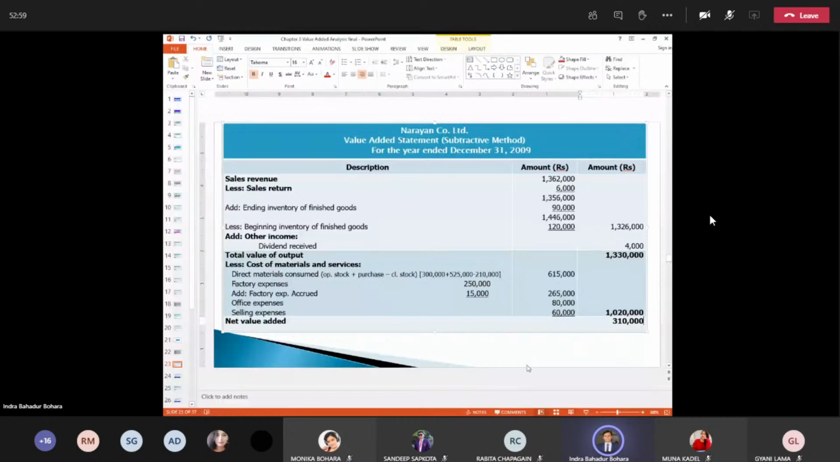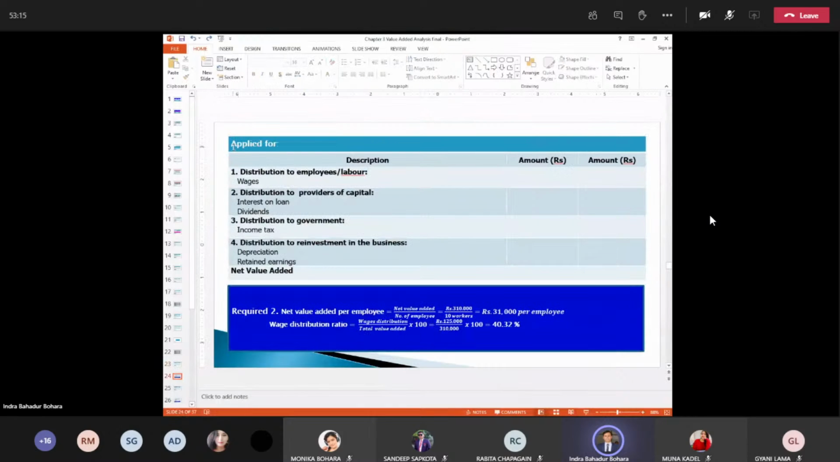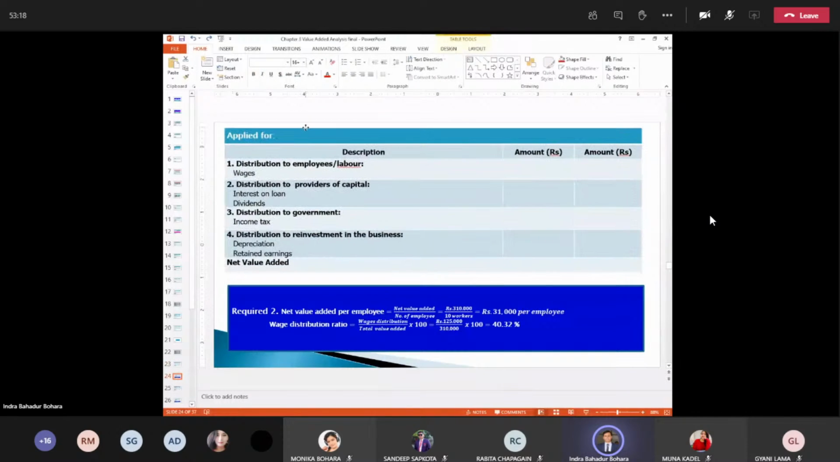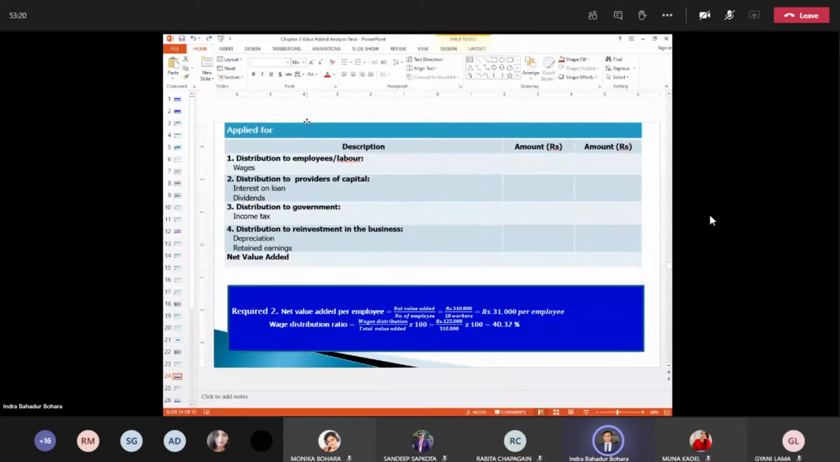This 3,10,000 will be distributed into different heads. Just below that net value added line, you write down distribution to, or applied for, and you can continue like this. And at that time you have already drawn the particular amount rupees column. When you have combined this applied for there, you just draw the vertical line further. So it is not necessary to write particulars again.